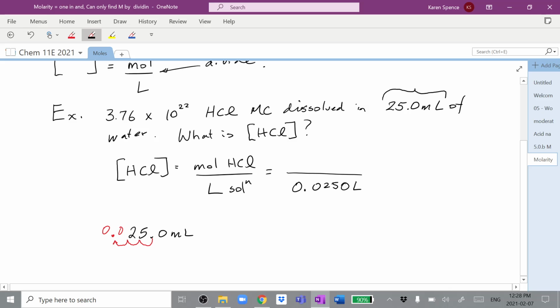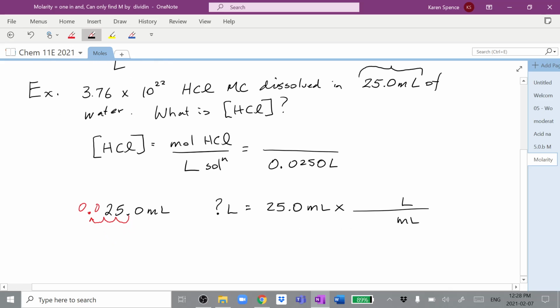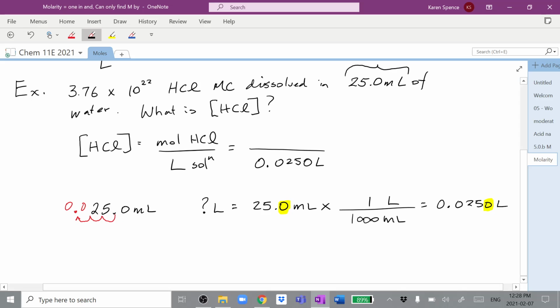If you did get that wrong, if you're moving your decimal place the wrong way, or moving it the wrong number of places, you can always show your conversion this way. How many liters is 25.0 milliliters? And you can say I need to cancel milliliters and find liters. And I know that there are 1,000 milliliters in 1 liter. So 25 divided by 1,000 is 0.0250. Don't forget, this 0 here means that you must have this 0 here as well. Okay? Oops, I forgot my unit on the end there.